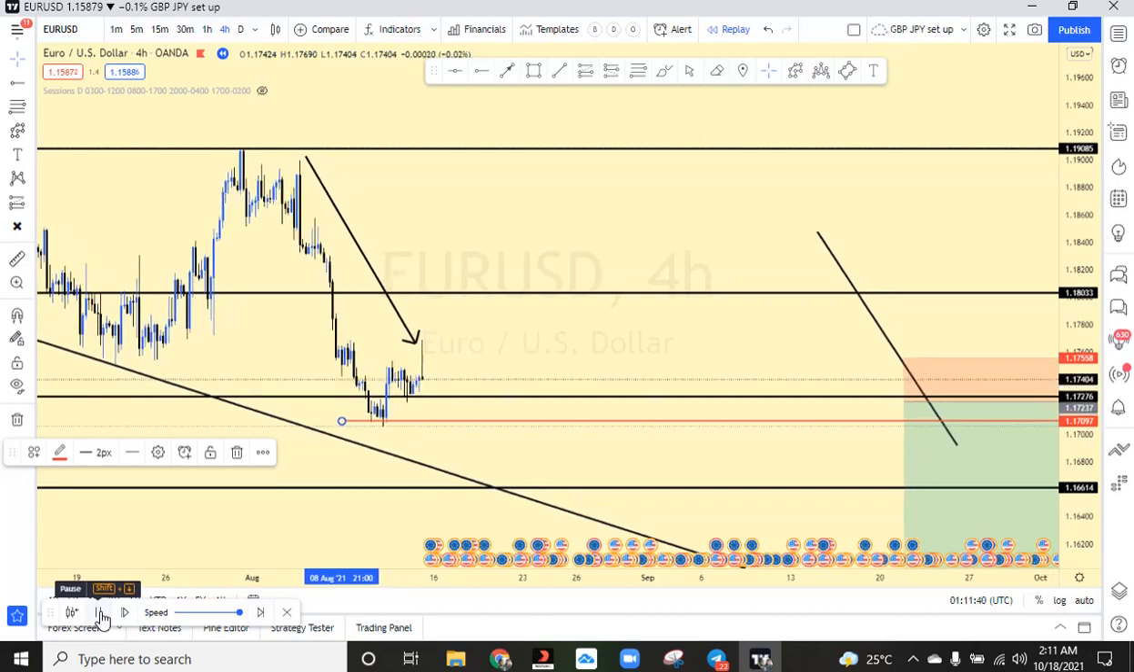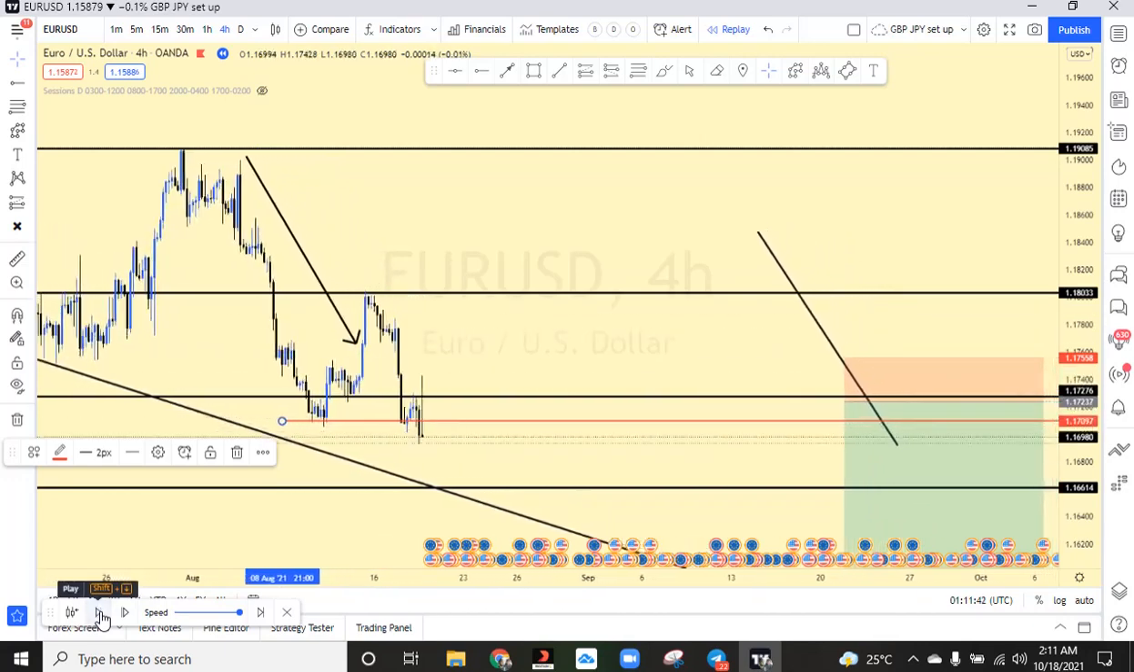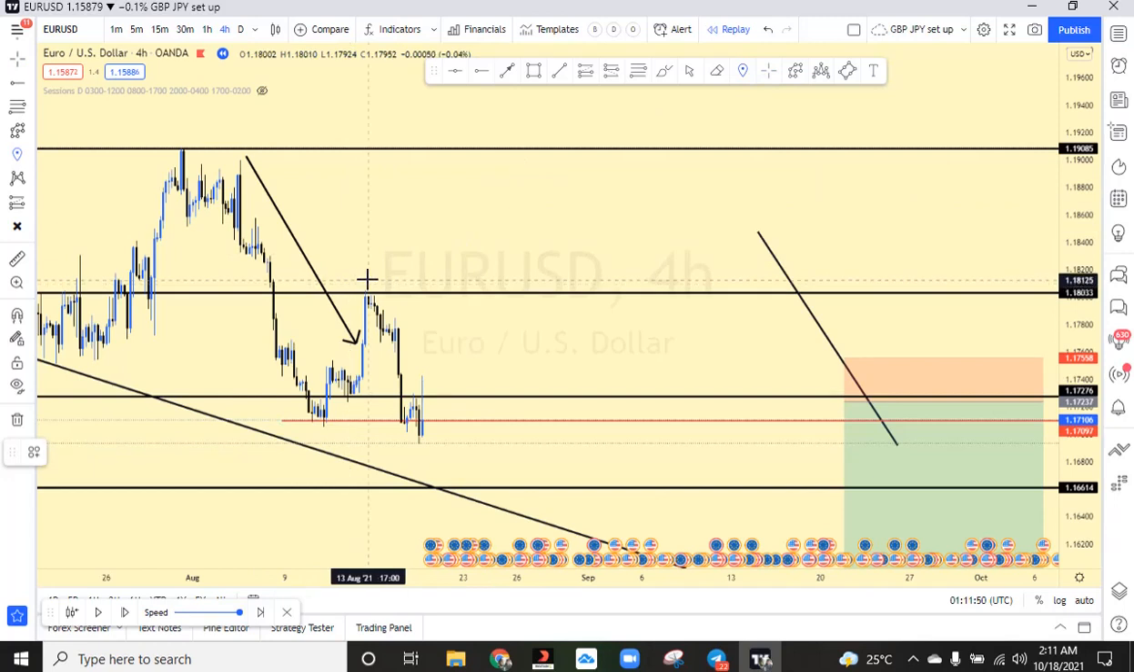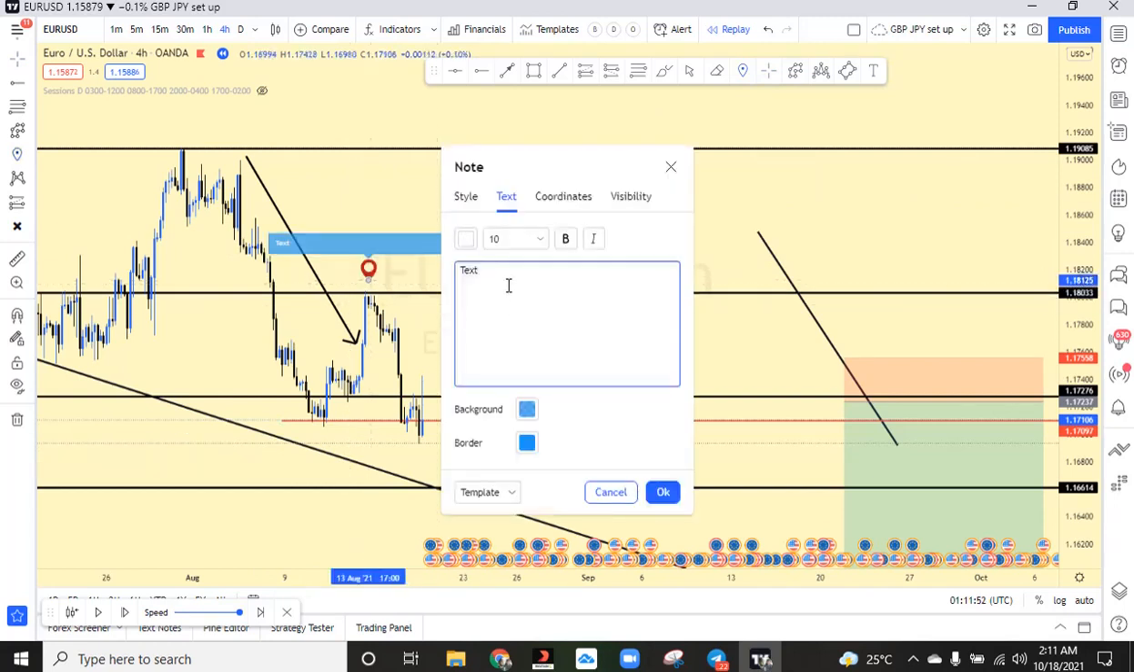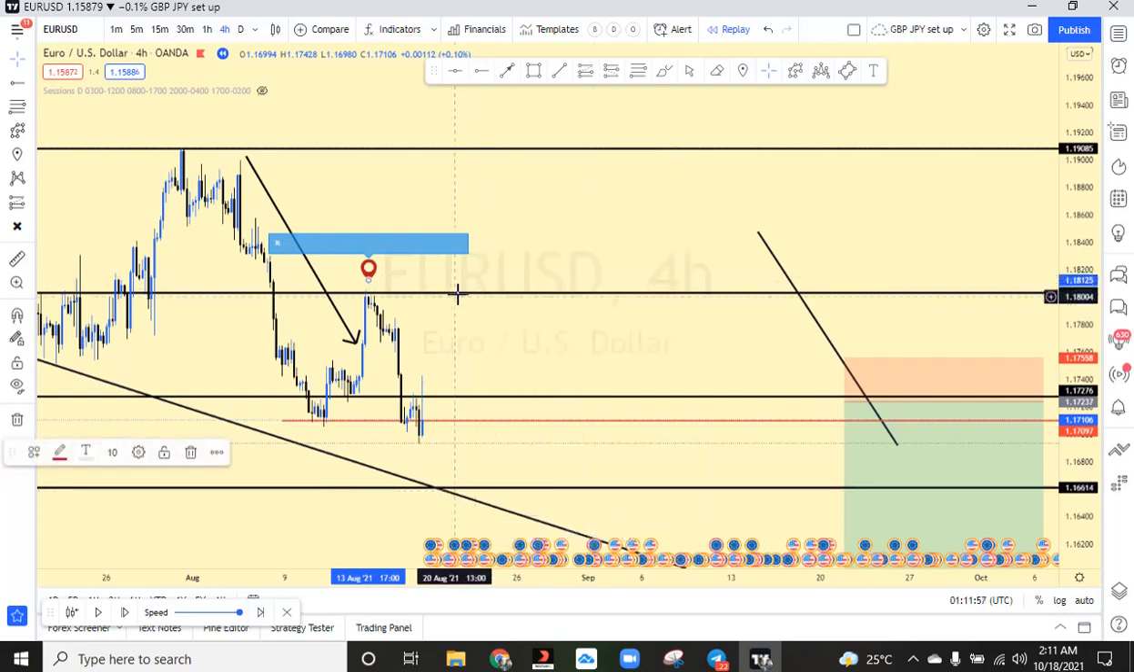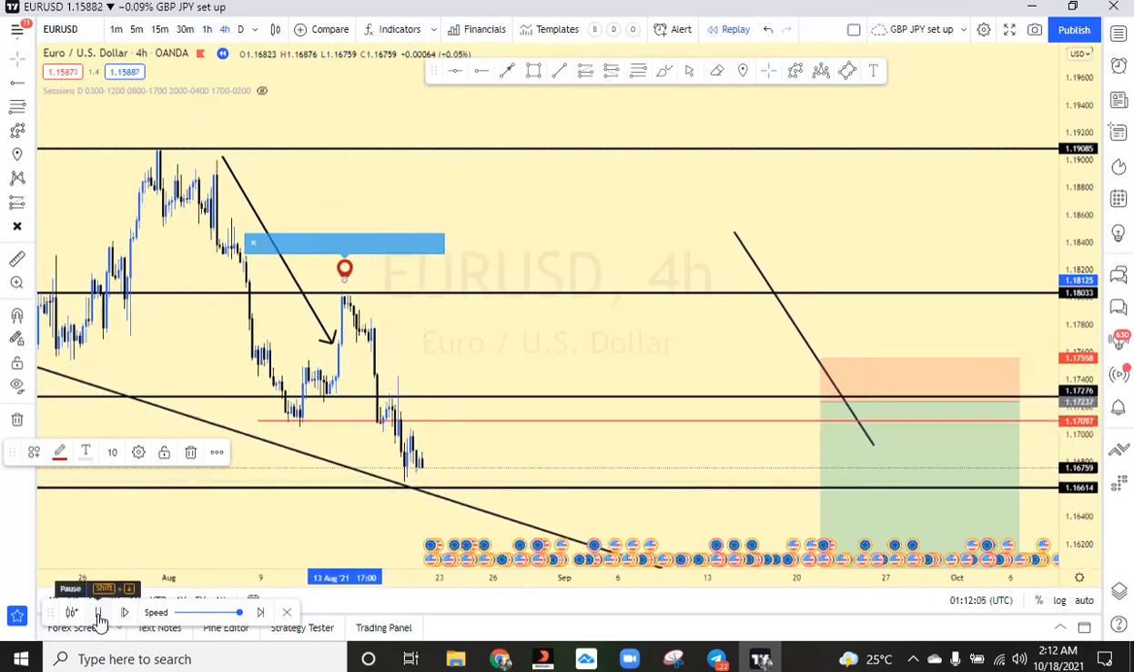Now while price was busy pushing to the upside, what happened? Price went to this zone and found resistance around here. So this was where price found resistance. Okay, so we call that resistance. So price found resistance around here, and then what happened? Price got pushed to the downside.